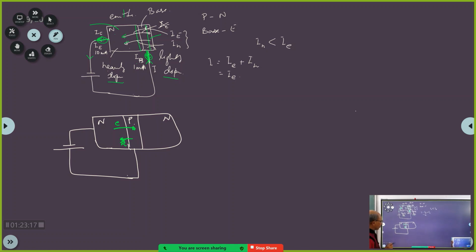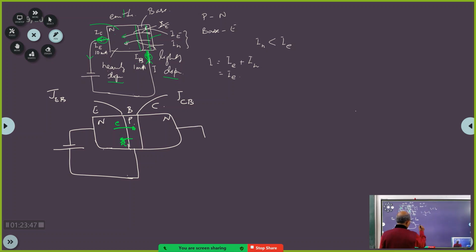Understand this carefully. This junction is called what? Emitter base junction, or sometimes also called base emitter junction. This is the emitter, this is the base, and this is the collector. So this junction is called the collector base junction or base collector junction. Got it?